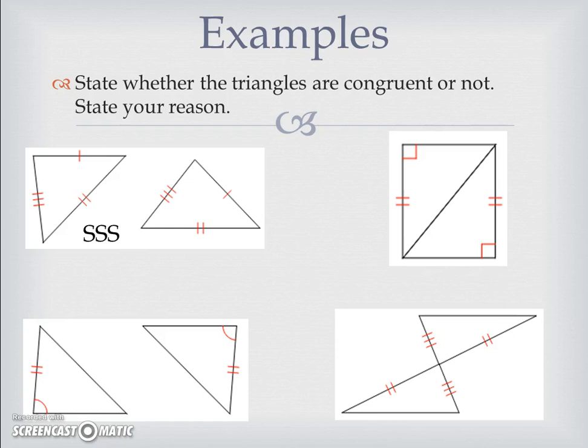For the second one, to the top right, what we see is a reflexive side, so we can go ahead and mark that. You can always mark your reflexive sides and your vertical angles immediately, and then figure out if it's congruent. We have two pairs of right angles, so they are right triangles. We have a pair of legs, and we have a hypotenuse. So this is HL. Bottom left, we have one pair of sides and one pair of angles. There is not an AS or SA one, so this is just not congruent.